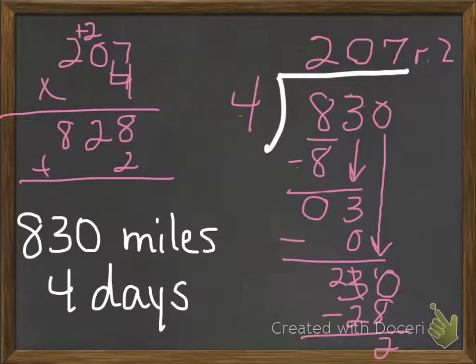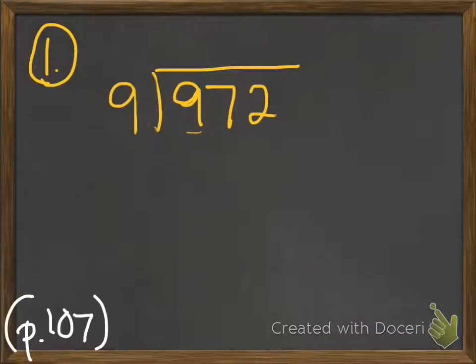828 plus 2. 8 plus 2 is 10. 2 plus 1 is 3. And then 8 plus nothing is 8. So 830. All right. So now we're going to try some of the guided practice problems from page 107. You're welcome to follow along on Pearson SuccessNet on page 107, or you can just follow along with me. Either is fine. So here's our first guided practice problem.